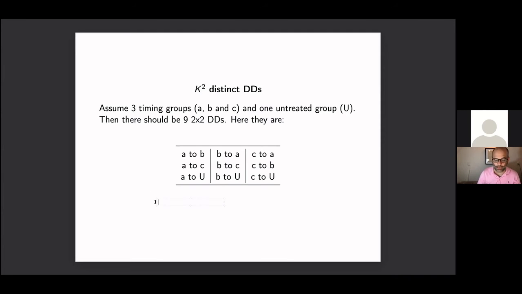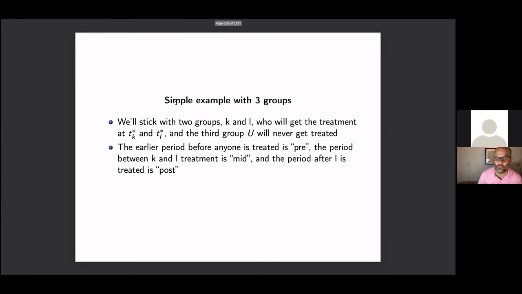So if you have more than one treatment group and one untreated group, you have K squared 2x2s, where K is the number of treatment groups. So if you have two groups, K and L, then you have 4 2x2s. Now let me show these 2x2s to you.